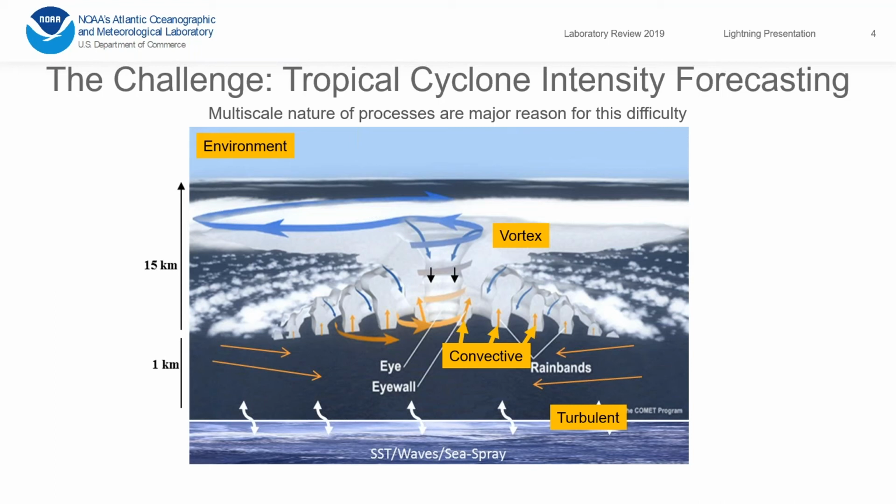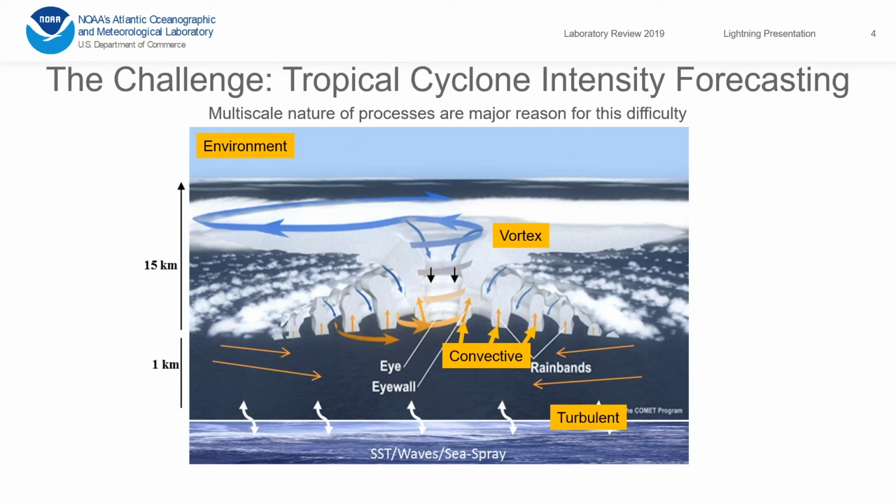the convective scale, maybe a few kilometers and minutes to an hour time scale, and finally coming all the way down to the turbulent scale: boundary layer inflow, air-sea interaction, and those can be processes on the order of minutes, or even less. So characterizing and understanding these processes and how they interact across scales is a key component, I think, of improving our prediction of intensity change. Aircraft observations really provide a unique opportunity to sample these processes across scales.